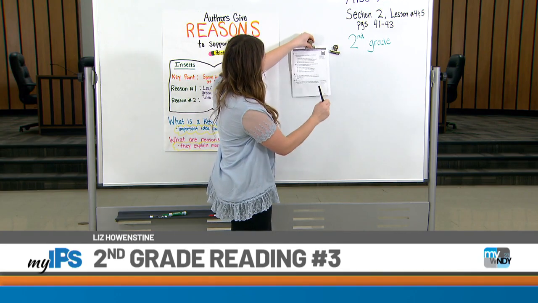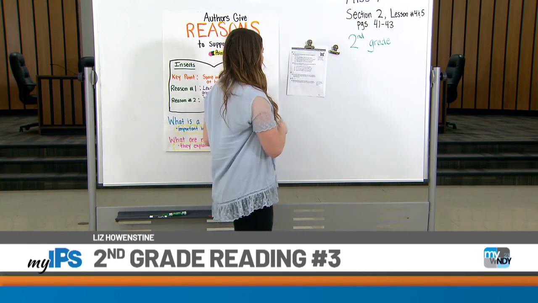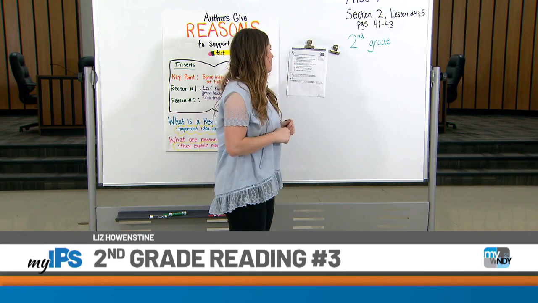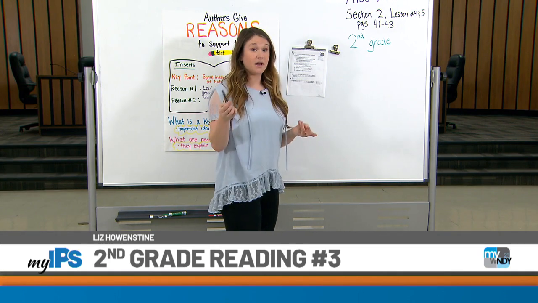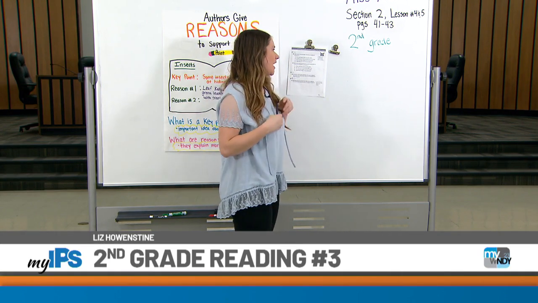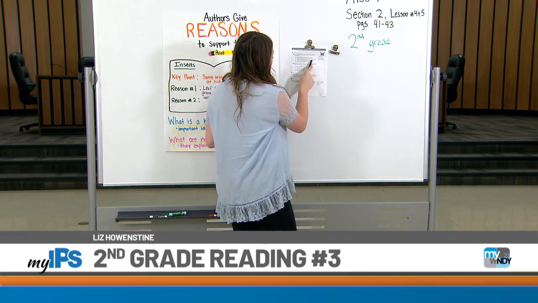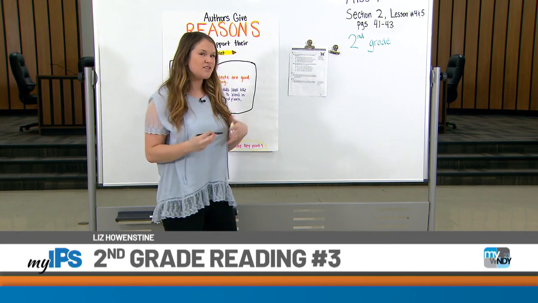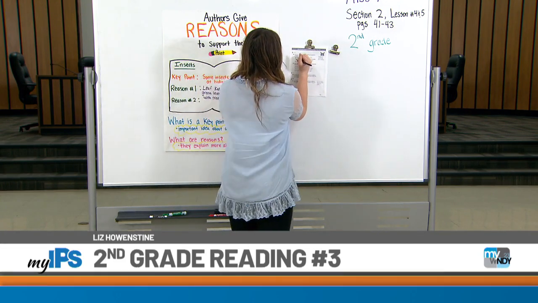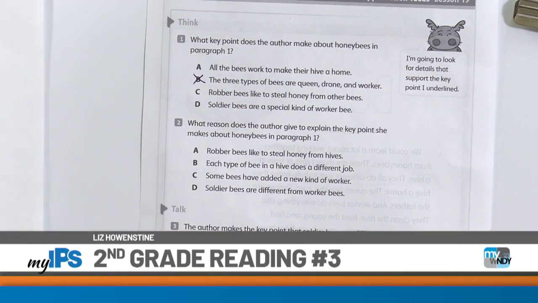Well, let's look at our answer choices. Do any of these say that? Answer choice A, all the bees work to make their hive a home. Yeah, that does, but let's keep reading because we might have more words in there. B, the 3 types of bees are queen, drone, and worker. Well, did we have that as our key point? No, we didn't. So we can just put an X so we know we're not going to circle that one.